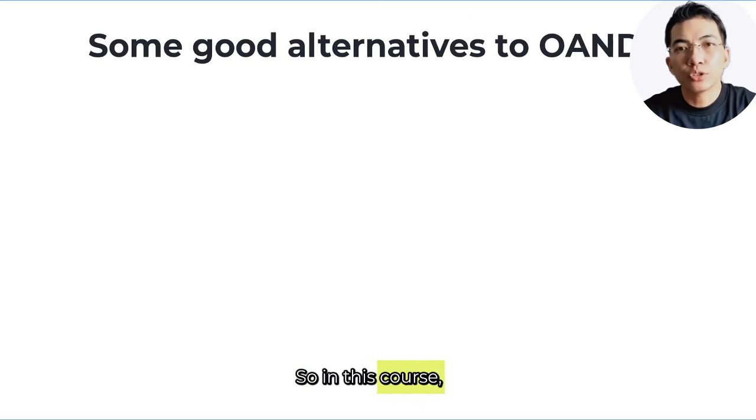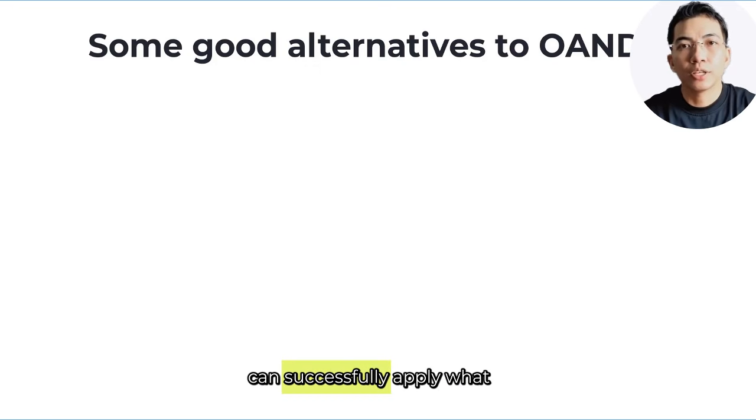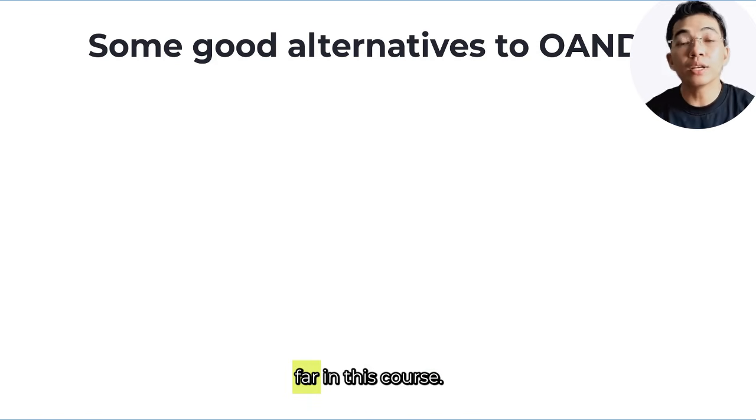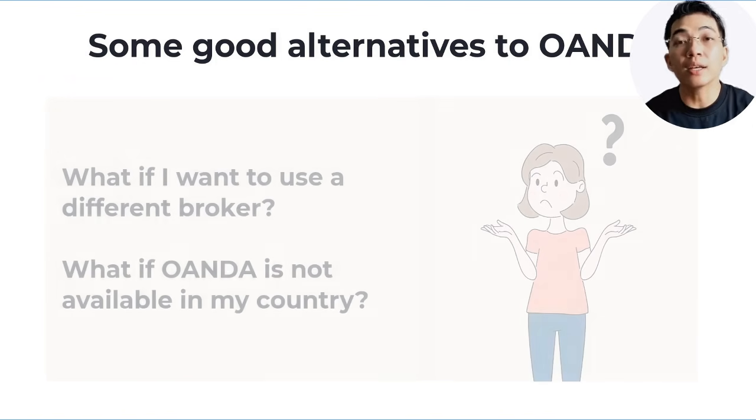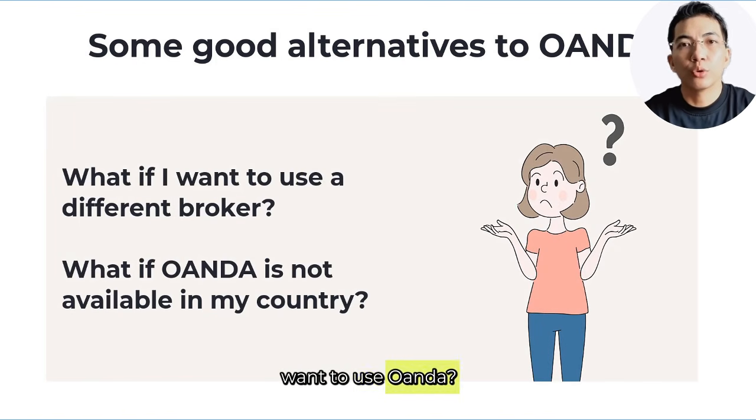So in this course, we have used Oanda as a broker. It is easy to use and it doesn't have any minimum deposit or minimum position size, which makes it perfect if you just want to test the waters and see if you can successfully apply what you have learned so far in this course. What if you don't want to use Oanda, or what if Oanda is not available in your country?